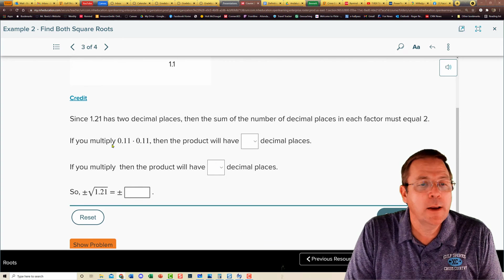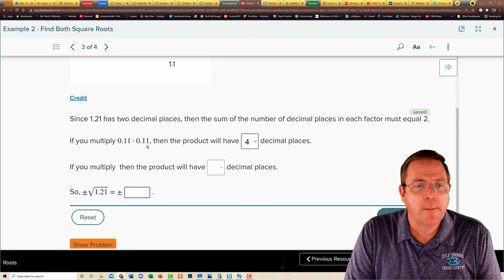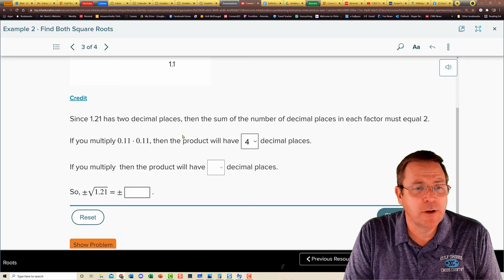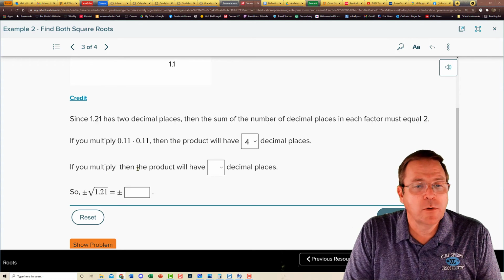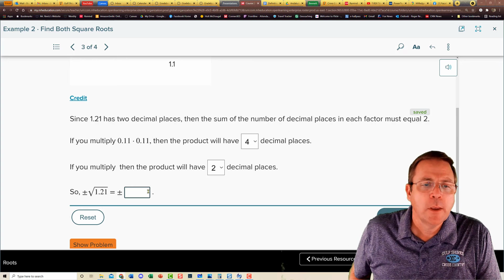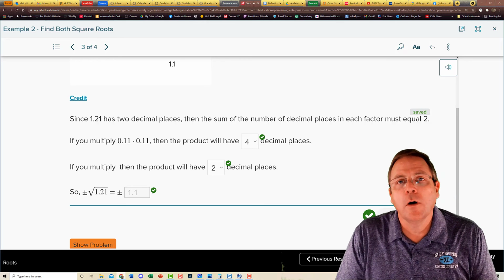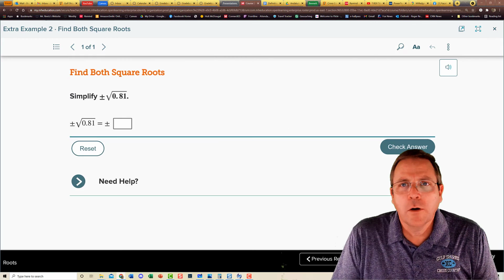So with that in mind, if we multiply 0.11 and 0.11, that would end up having 4 spaces because you go bounce, bounce, bounce, bounce. That's not going to be the number we want. If you multiply, then the product will have to have 2 decimal spaces, I think is what they're looking for here. So we're getting from there that we're going to have 1.1. Check our answers. All of our answers are going to be correct.